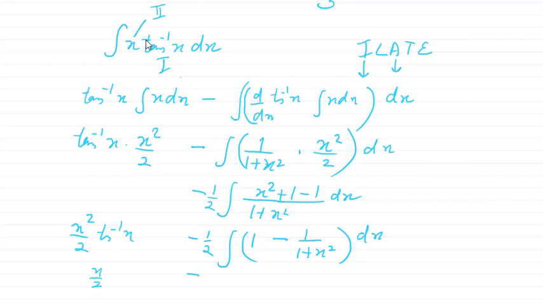So here again we'll get x square by 2 tan inverse x, and this side we'll get half. Integration of 1 is x only, and then this will be tan inverse x, then plus c. So that will be your answer.